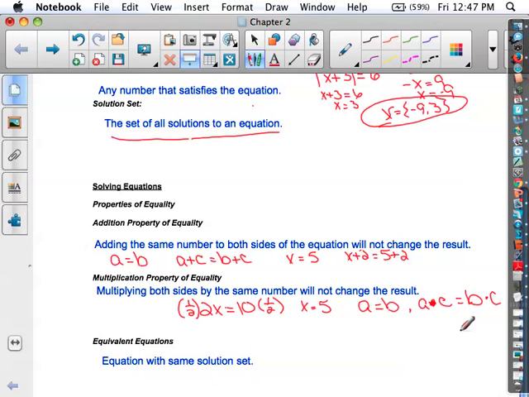Next is equivalent equations. Equivalent equations are equations that have the same solution set. So for example, if I had x plus y is equal to 3, and I had 2x plus 2y is equal to 6, or 4x plus 4y is equal to 12. Those are equivalent equations. So the solution set to each of those is the same. They're equivalent equations.